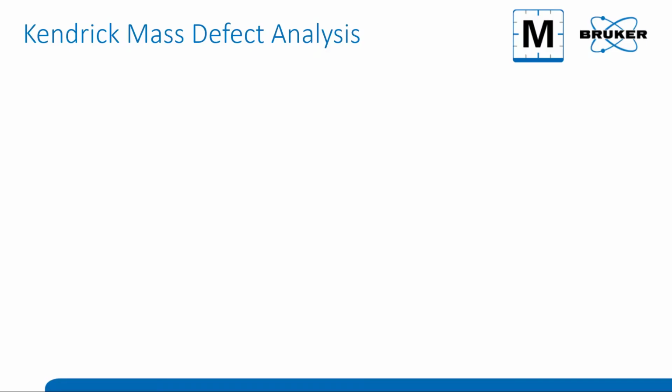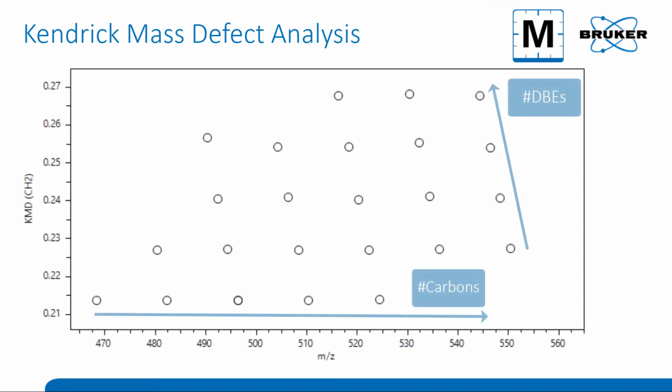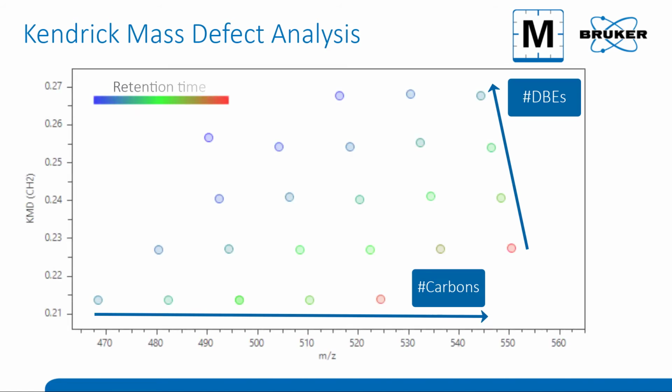I would like to show you now how we have integrated this concept of conventional Kendrick mass defect analysis into MetaboScape 2021 and our extensions of the concept by adding collision cross-section and retention time. Adding the retention time in form of a color scale allows the screening of false positive annotations by checking the plausibility of the retention time order.